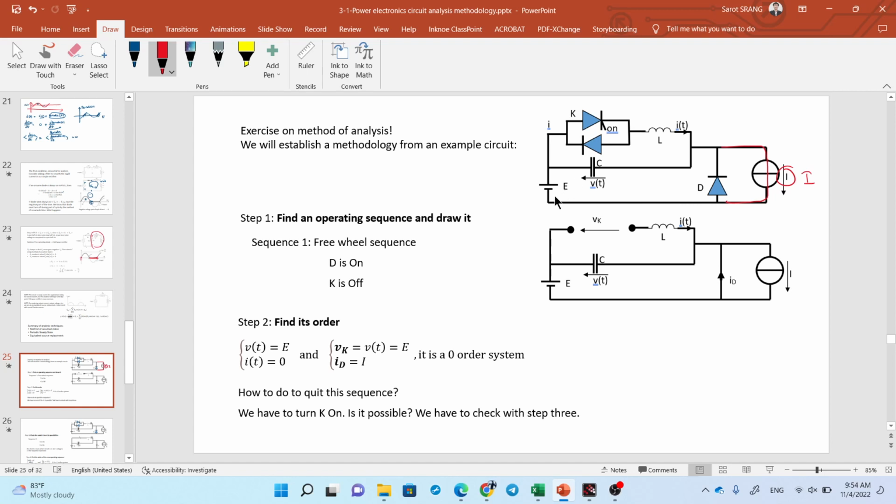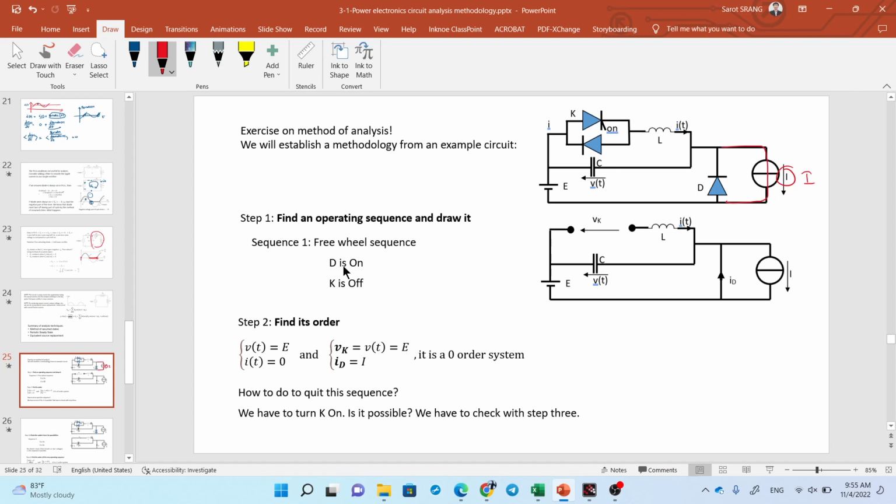This one is a battery with electromotive force E. Yes, with just voltage E. This one is a capacitor. This one is a control switch, a fully controlled switch. You can turn it on and turn it off. This one is just a diode. Okay.